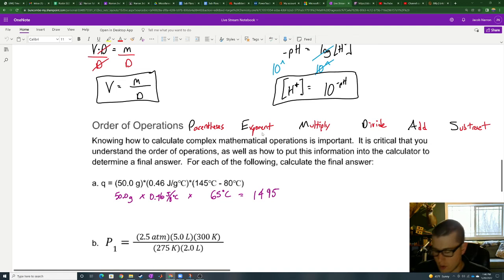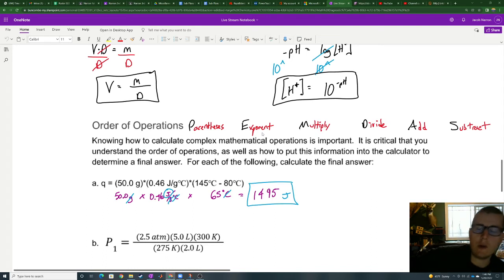Let's check our units real quick. This is something you're going to get practice with, don't worry. But as I look back at the units, I can see that I have grams and grams. Those cancel. I have degrees Celsius, those cancel. The only thing that doesn't cancel is this capital J. So I'll put it right there.